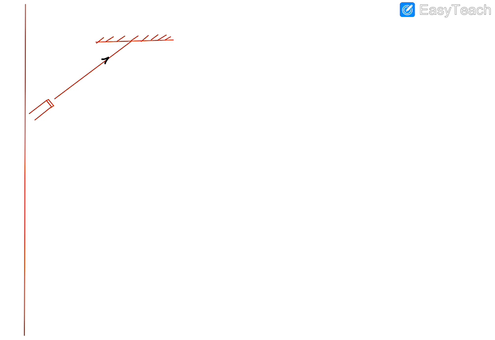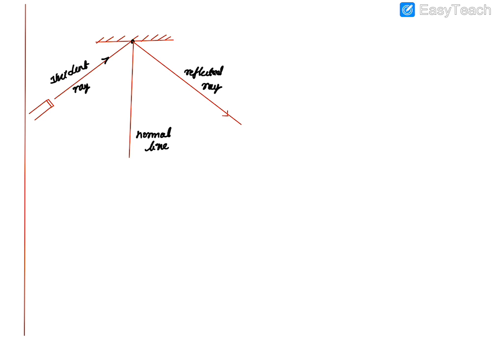So this is called the incident ray. Same way, here this is the incident point, and after that it will go, so this is called the reflected ray. When you take a scale and draw a straight line from here, this is called the normal line. Incident ray, normal line, reflected ray.